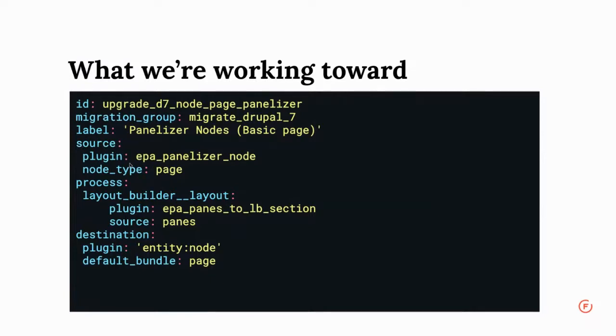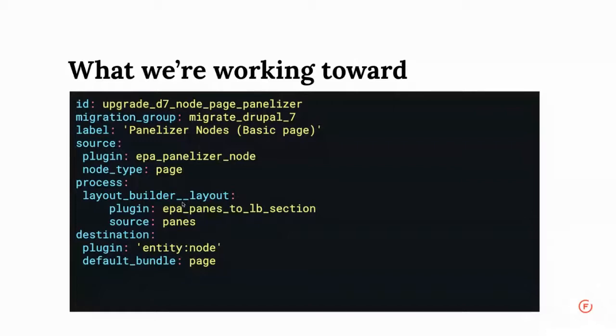But in this case, we're going to write a custom source plugin that's called EPA Panelizer node. And what that's going to do is just load up the nodes that used Panelizer that I want to migrate. And then process. I also should note in this process phase, every field that you want to migrate into Drupal 8 is defined here. We're just looking at the layout_builder__layout field because that's where we're going to store the data from Panelizer converted into Layout Builder, and then we're going to store it in this field.